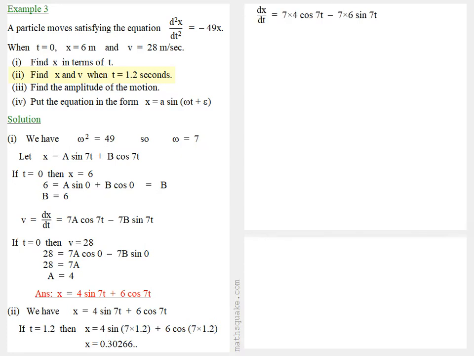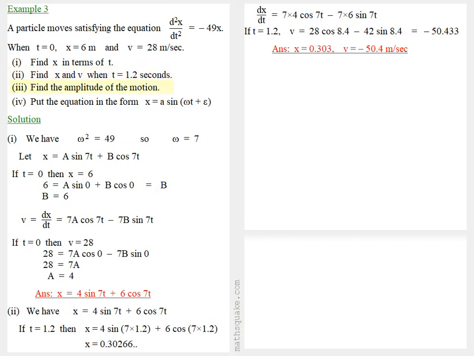Now we've got dx by dt, which is our velocity v, is equal to 7 times 4 cos 7t minus 7 times 6 sine 7t. So if t is equal to 1.2, we can substitute that into the equation. v equals 28 cos 8.4 minus 42 sine 8.4, which works out to be minus 50.433. And so our answer is x is equal to 0.303 metres and v is equal to minus 50.4 metres per second.